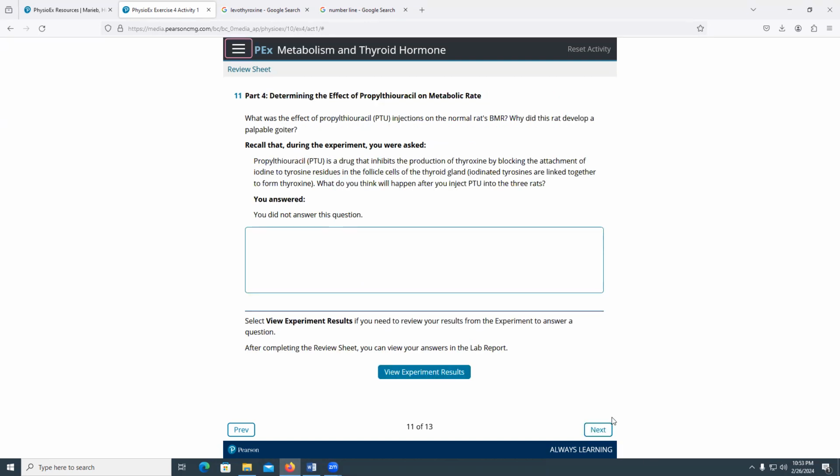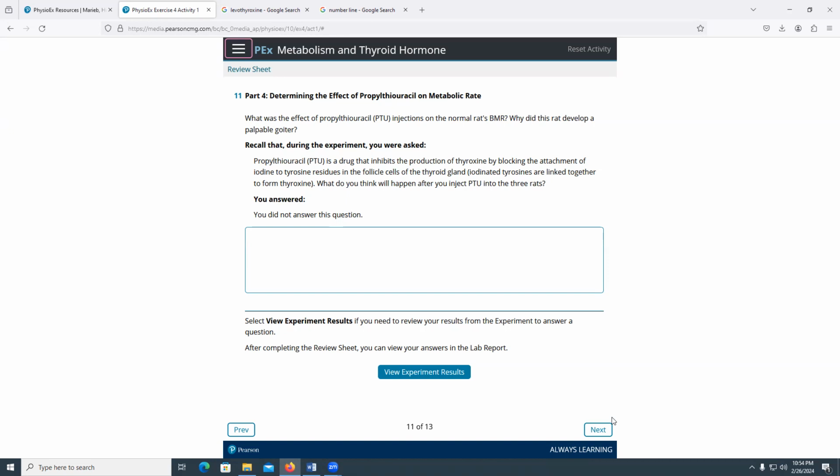What was the effect of propylthiouracil injections on the normal rat's basal metabolic rate? And why did this rat develop a palpable goiter? Well, I know that my propylthiouracil will act on my thyroid gland and only my thyroid gland, not the pituitary gland, not the hypothalamus. And it will inhibit the synthesis of thyroid hormone thyroxine, because propylthiouracil prevents the iodination of tyrosine residues, converting them into thyroxine, this thyroid hormone.